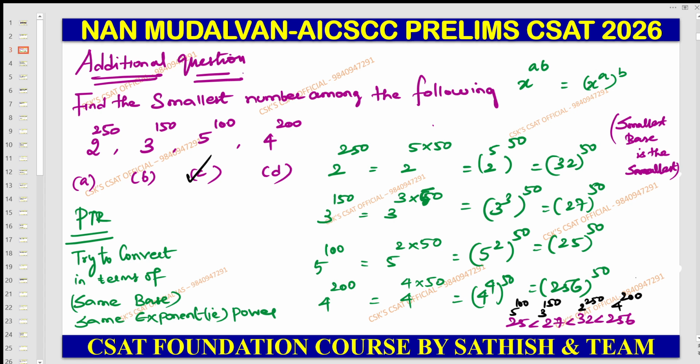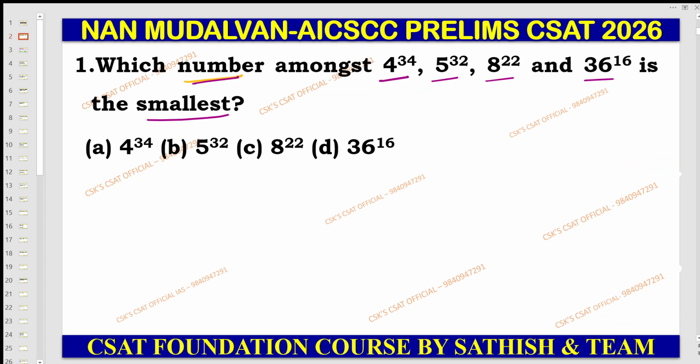Now we will focus on this question. So what do we need to find? The smallest here. Your ultimate aim is to try to convert in terms of the same base, or else in terms of the same power. Whichever is possible, please do that. So that is the point to remember, right? So here also you can do it, check with the common base and the common exponent. This is the first and foremost thing you need to do, right?